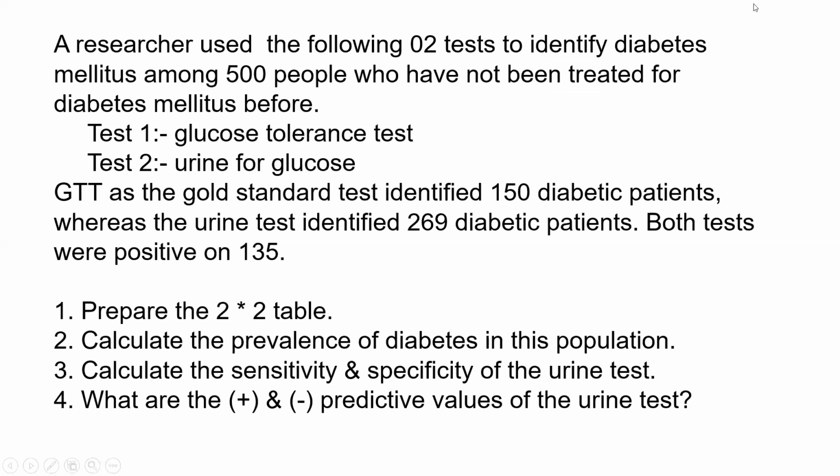Researchers use the following two tests to identify diabetes mellitus among 500 people who have not been treated for diabetes mellitus. Test 1 is the glucose tolerance test, which is the gold standard. The other one is test 2, the urine glucose test. The gold standard test identified 150 diabetic patients. The urine test identified 269 diabetic patients. That is, the urine test is the screening test. Both tests were positive in 135.